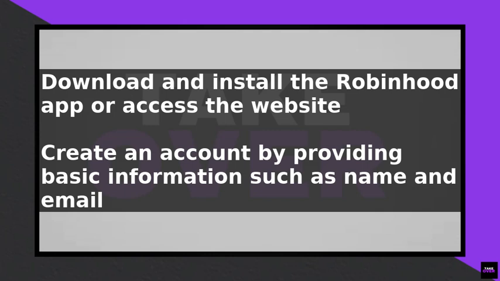First, you need to download and install the Robinhood app on your mobile device or access the website on your computer. Once you have the app or website open, you will need to create an account by providing some basic information such as your name, email address, and password.